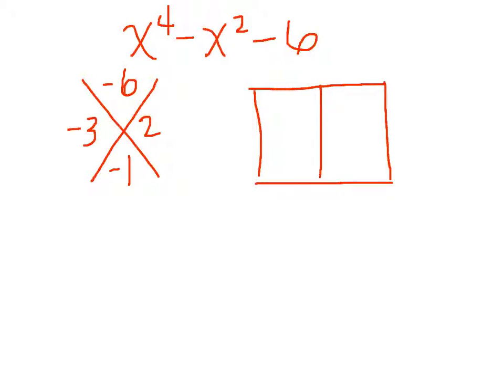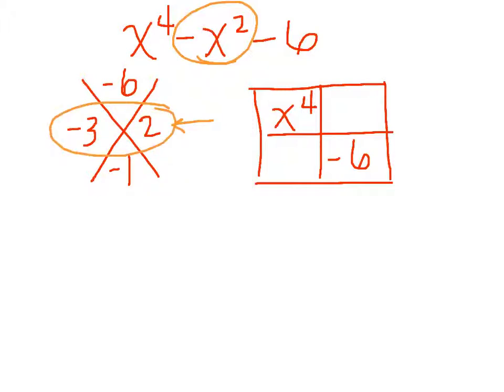When I come over here to fill in my box, the first term always goes in the top left. The last term always goes in the bottom right. And then what I'm doing is I'm literally taking this term here, and I'm going to split it up using these magic numbers here. So when I add these two together, I need to be able to get negative x squared. So I'm going to put negative 3, positive 2, and then we're used to putting an x next to them when we did regular quadratics, factoring quadratics.